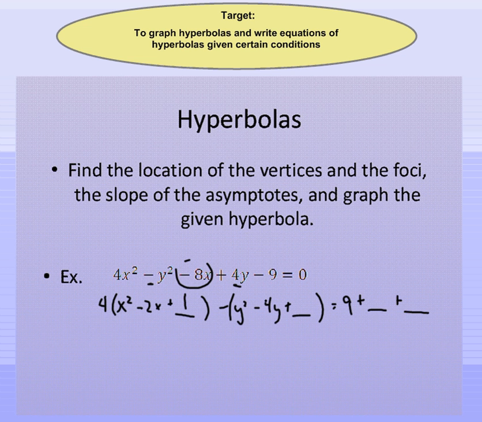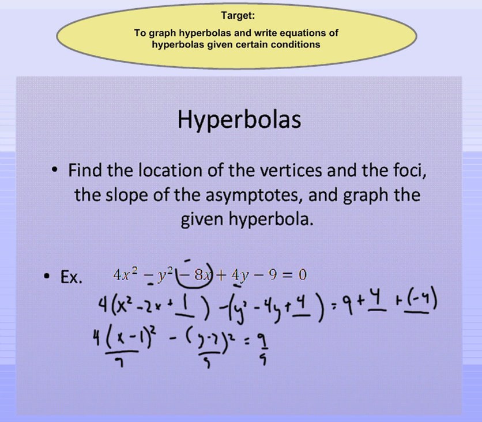We're going to put in 1 there, but it's really 1 times 4, so we're going to have 4 there. We're going to put in 4 here, but we're going to compensate with negative 4. So we have 4 times x minus 1 squared minus y minus 2 squared, and now it equals 9. We need to divide everything by 9.